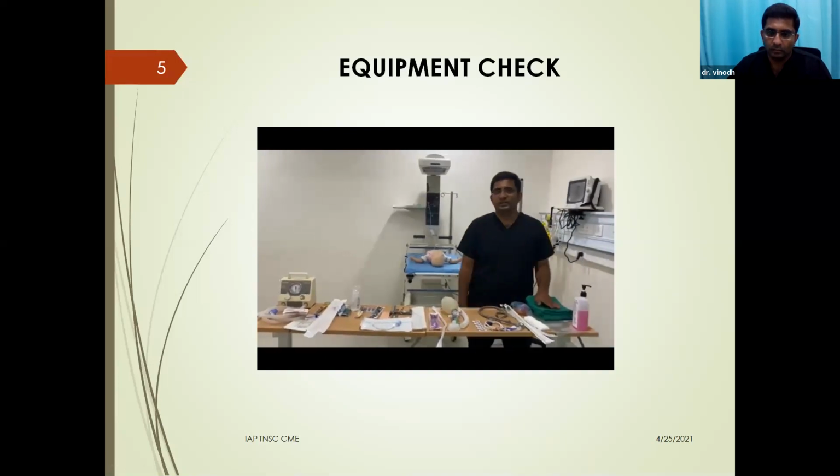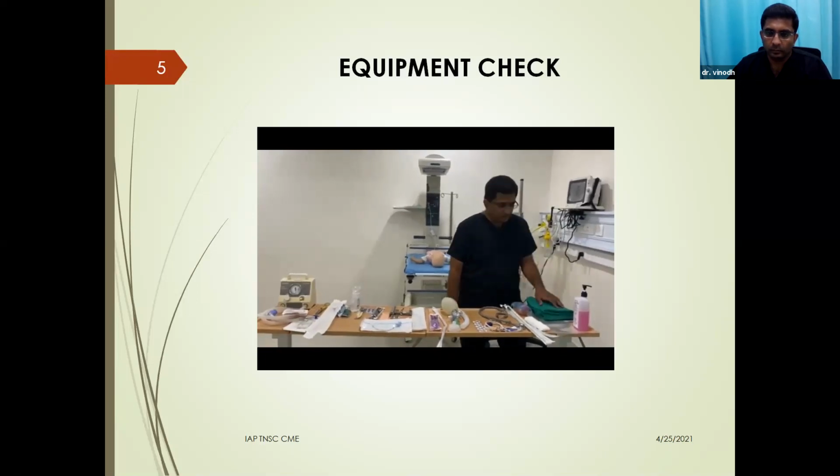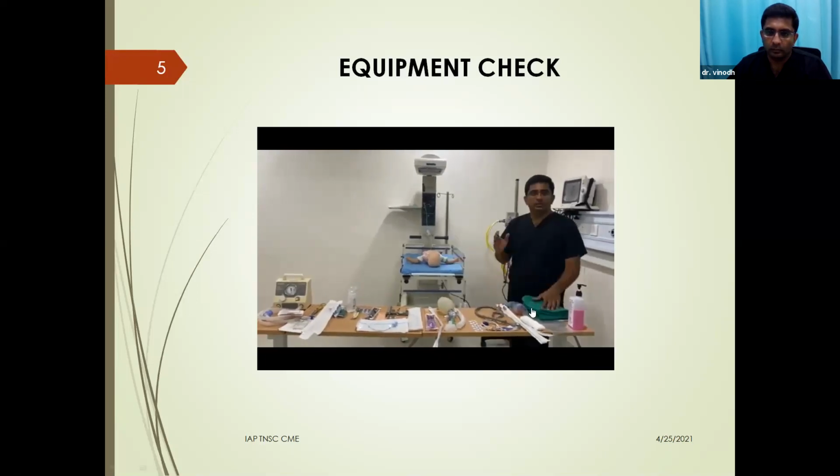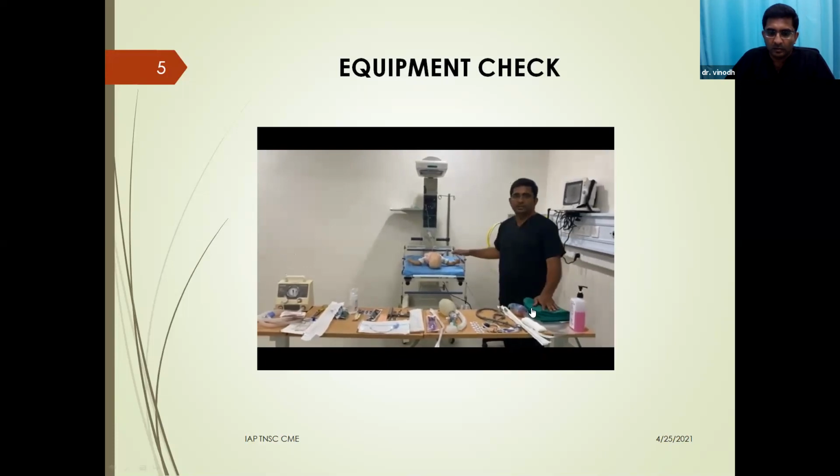are needed for resuscitation. Not only that, we need to ensure that they are functioning well. So going in a systematic way, first of all, we are supposed to look for the temperature maintenance. For this, we need to have a radiant warmer, which has to be switched on at least 20 minutes prior to receiving the baby.